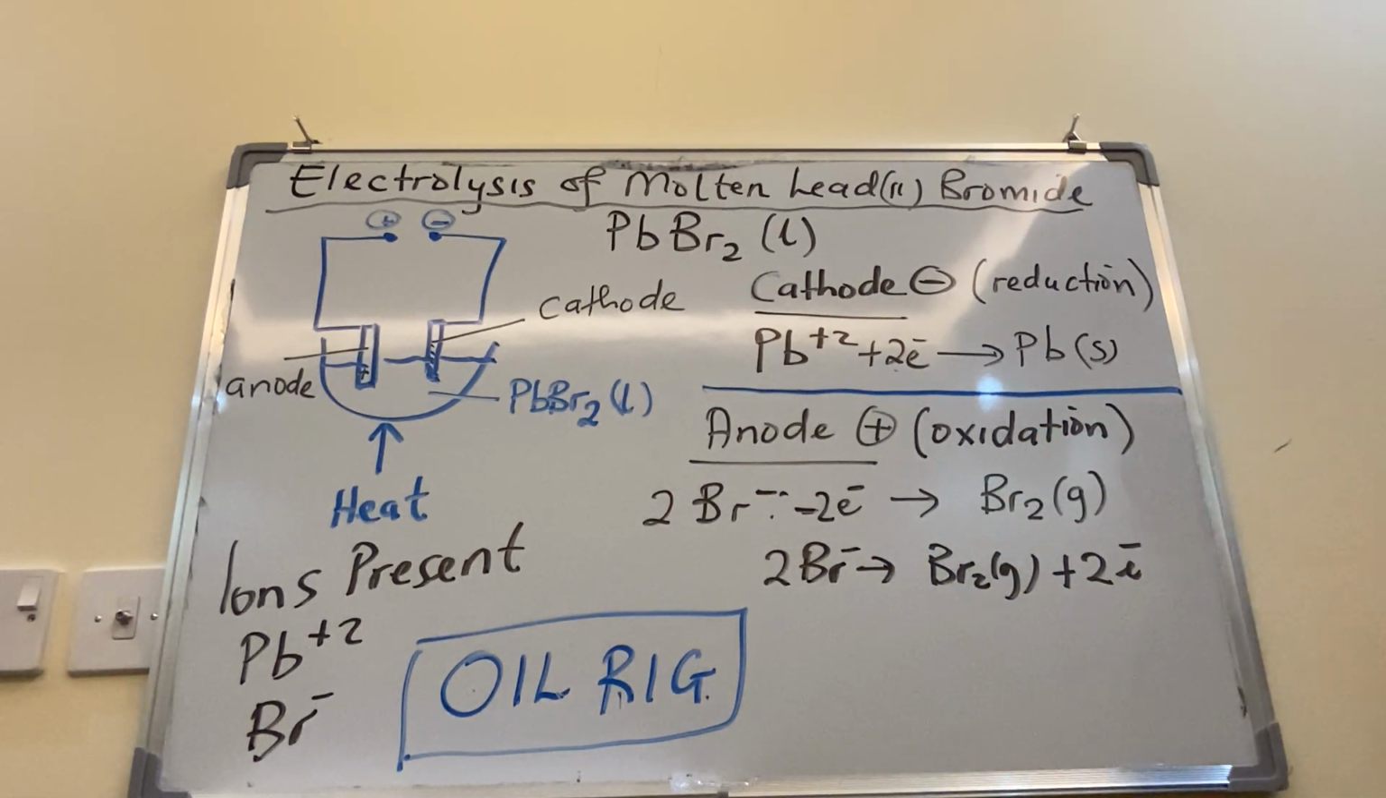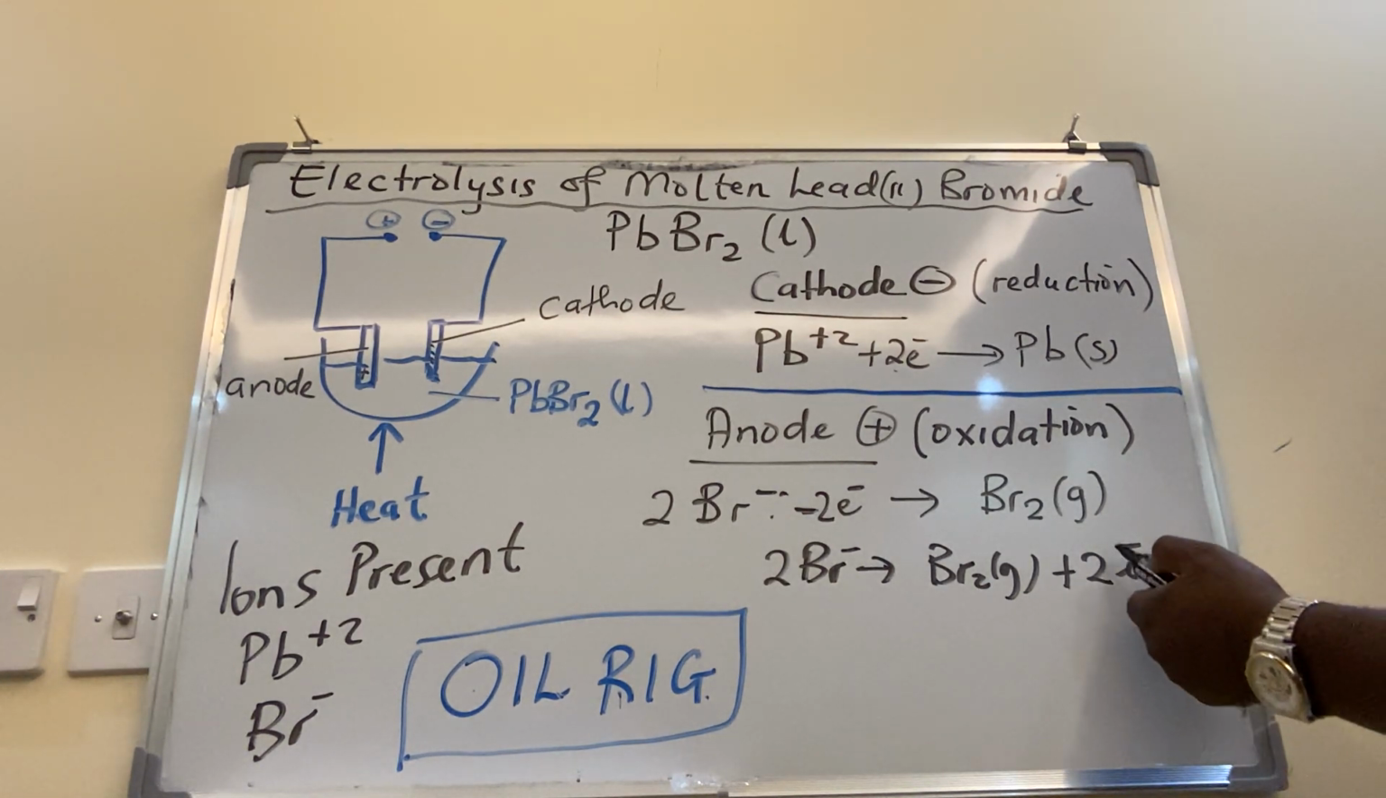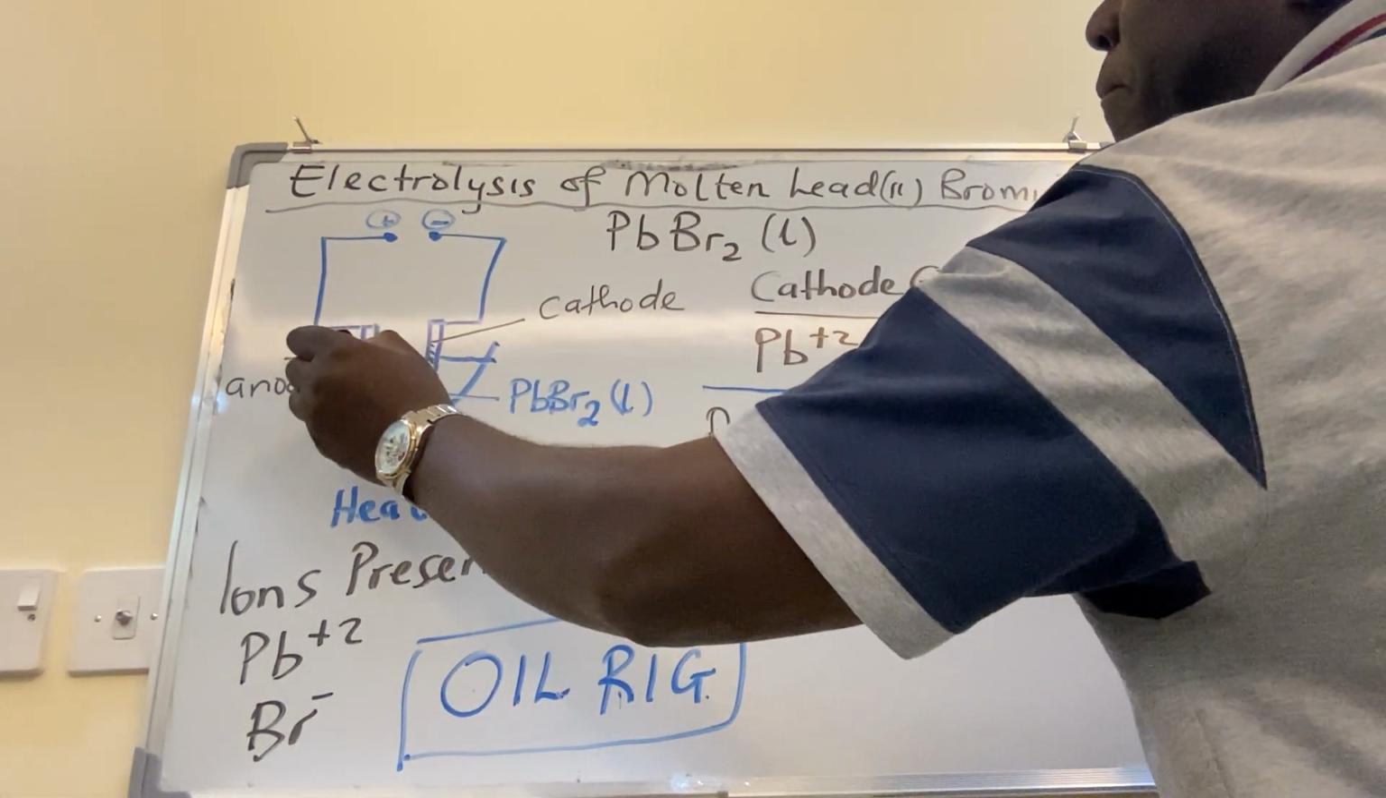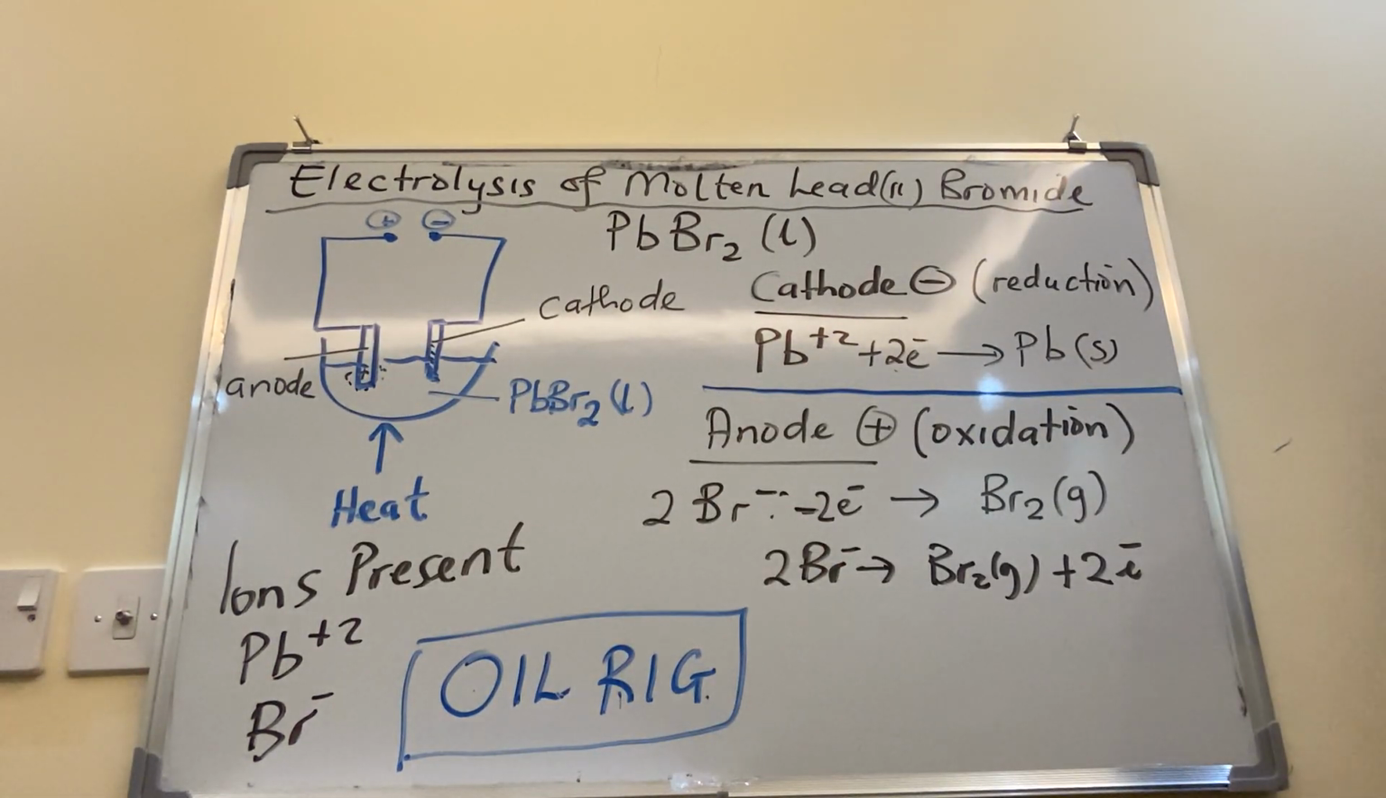So at the end of the day, what are we going to observe? By the anode, we're going to produce bromine gas. So you actually see brownish, reddish bubbles of bromine being generated. And by the cathode, the whole cathode or part of it is going to be coated with a grayish metal, because we are generating lead metal there.